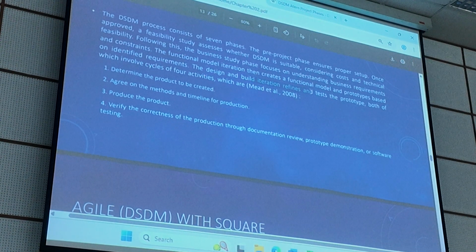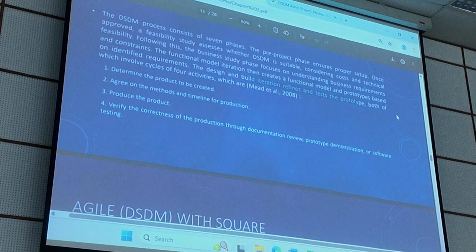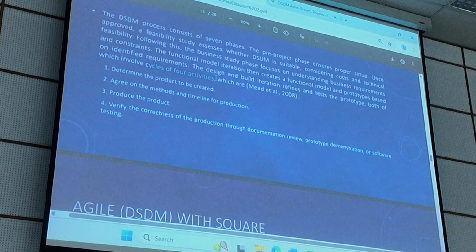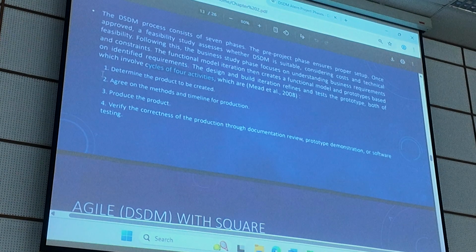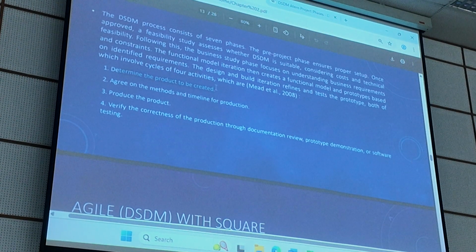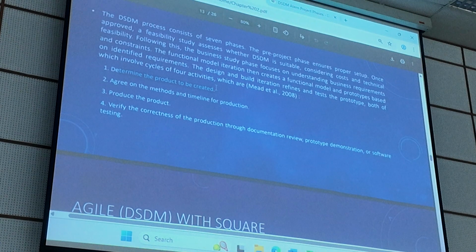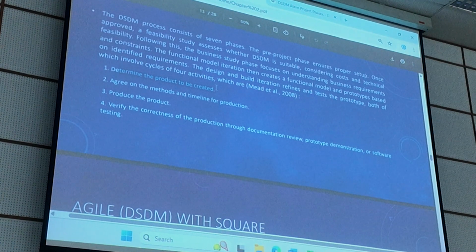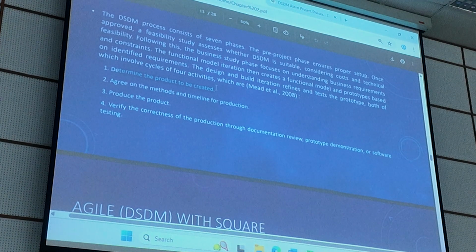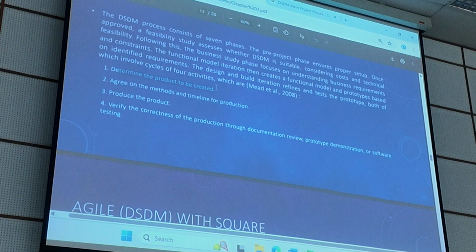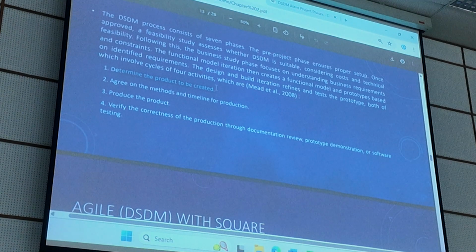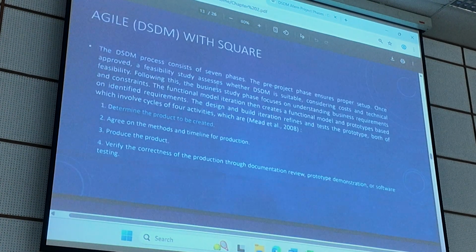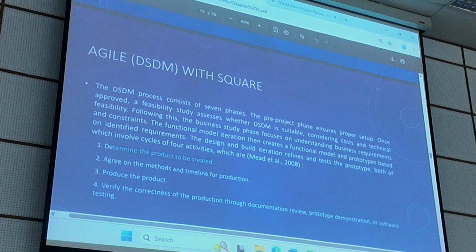So you can see that during the functional model and prototype, the design and build iteration defines and tests the prototype, both of which involve a cycle of 4 activities. In this iteration, determine what kind of product you are going to create, agree on the method and timeline for production, produce the product, and verify the correctness of the product. So these are the activities inside each iteration. Understand? Okay, now this is just an explanation of the SDM.